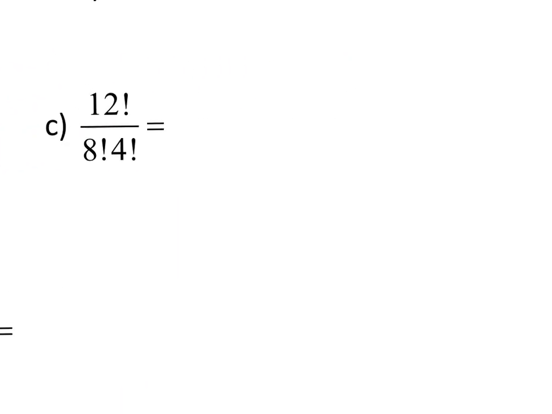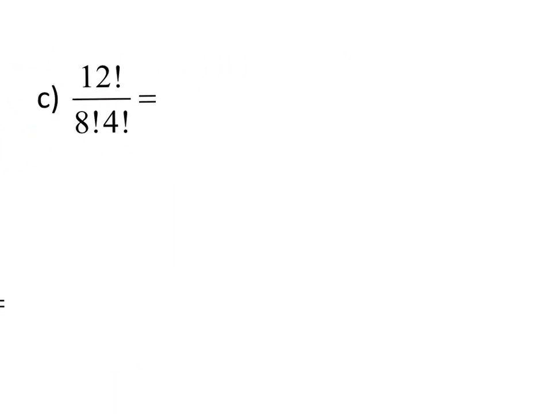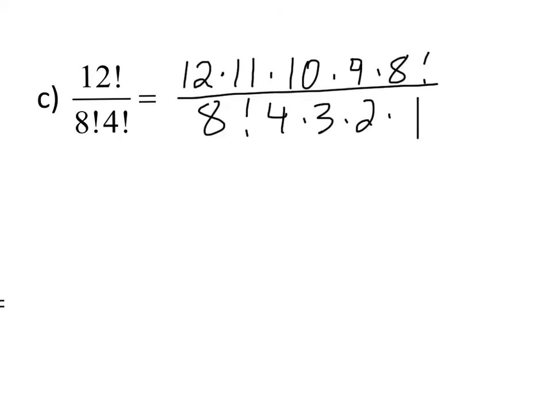The next one on the end here, I'm going to pause the video and write out the first step. And continuing on with this video, look at that. I've gone and written out the first step. 12 factorial, 12, 11, 10, 9, 8, etc. 8 factorial over 8 factorial, those can cancel.